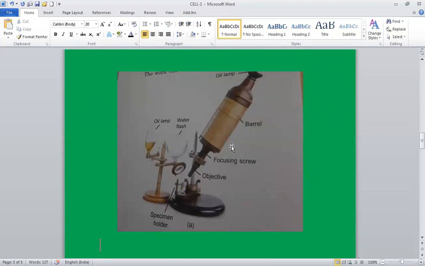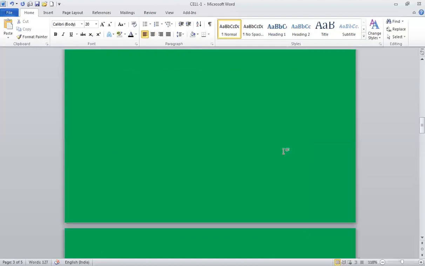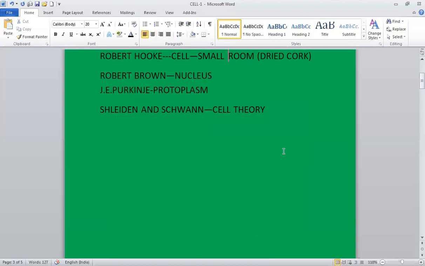Nowadays, in your laboratories, you see a compound microscope. This is the microscope which was used by Robert Hooke. With the help of this microscope, he observed cork cells. This is the oil lamp, water flask, then specimen holder. This is the objective through which he observed, the focusing screw, the barrel. This was the then used crude microscope, or we can say an old type of microscope.